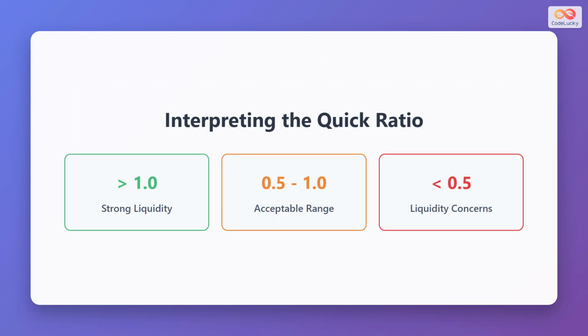Understanding what the quick ratio tells us is crucial. A quick ratio greater than 1.0 indicates strong liquidity, meaning the company has more liquid assets than short-term debts. A ratio between 0.5 and 1.0 is generally considered acceptable, though it depends on the industry. A quick ratio below 0.5 raises liquidity concerns, suggesting the company might struggle to pay its immediate obligations without selling inventory or securing additional financing.